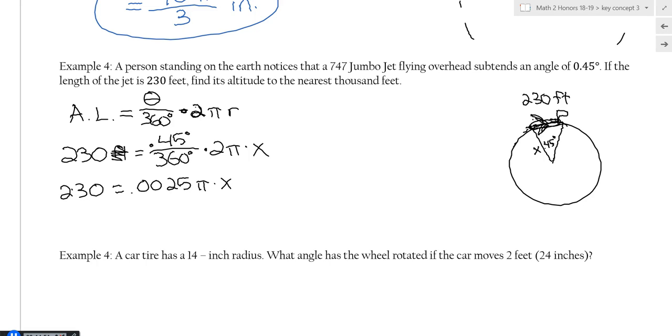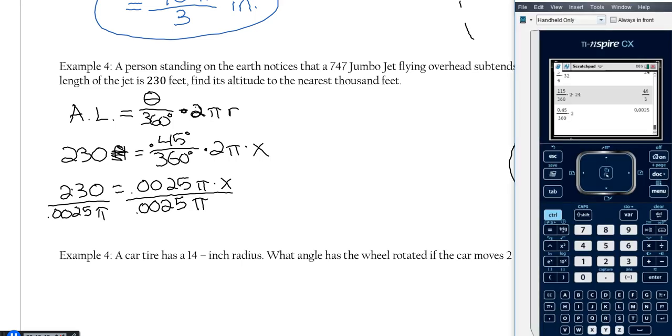And all I'm doing here is solving for x. It's a multiplication problem, so I'm going to divide by 0.0025 pi on both sides. Okay. When you are using your calculator with pi, I do actually have to type the pi in this time because I'm dividing by it. It's only when multiplying we don't.